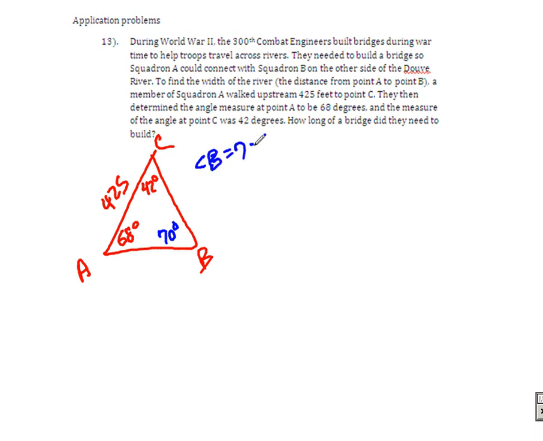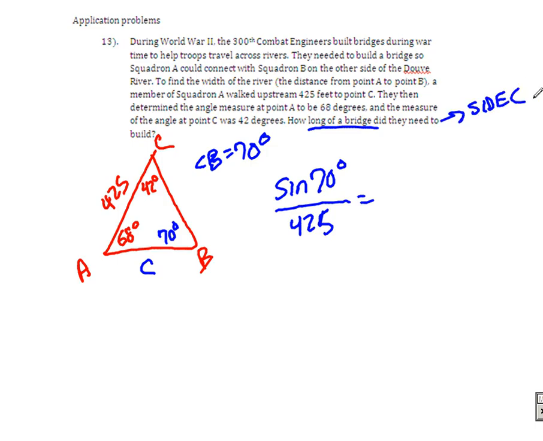So that's a good place to start. And from there, now we have both parts of B, so that's what I need to use. Sine of 70 degrees over 425 feet equals, now let's not forget what we need to look for. We need to know how long of a bridge they need to build. How far is it from A to B? So this is what I need here, essentially side C. Is what I need to find.